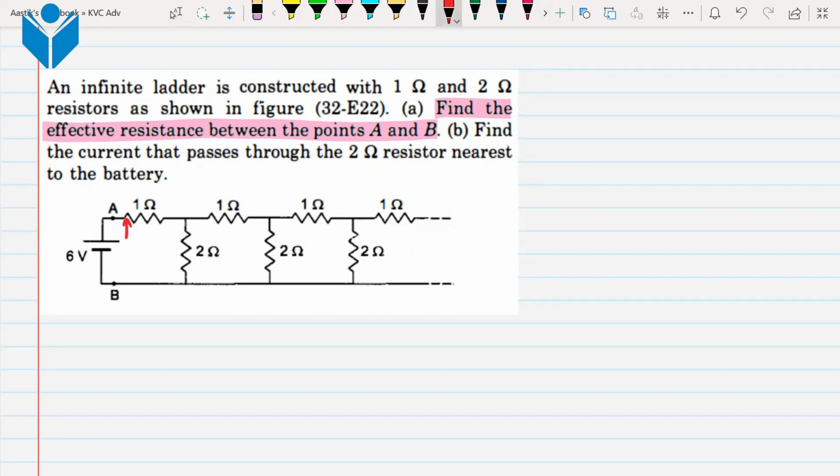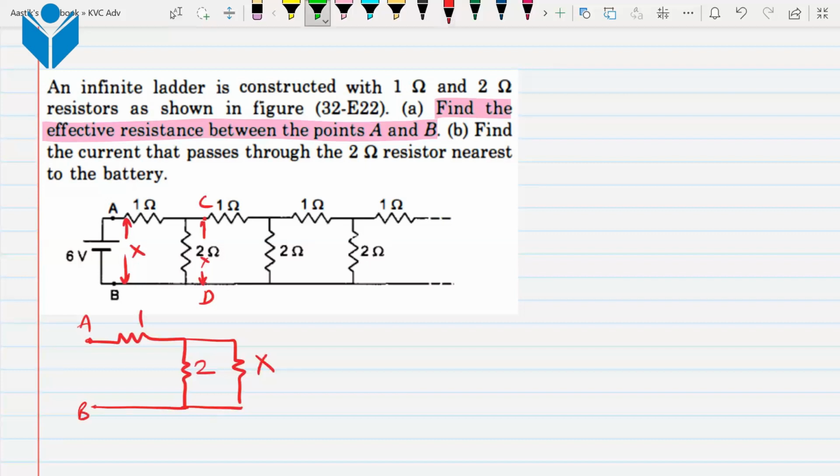If I call the resistance between A and B as X, the resistance between this point C and D, which is also A and B, will also be equal to X. Yes or no? Then the circuit will look like this, and I'm drawing the circuit in short. This would be X, this would be 2, this would be 1, and this would be A and B. This X and 2, as you can see, are in parallel. The effective resistance becomes 2x upon x plus 2. Do we understand this? Yes, sir.